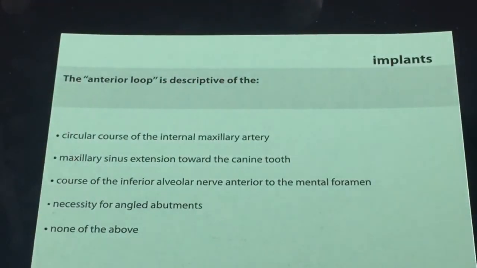The anterior loop is descriptive of the circular course of the internal maxillary artery, the maxillary sinus extension toward the canine tooth, the course of the inferior alveolar nerve anterior to the mental foramen, or the necessity for angled abutments. I do not know the answer.